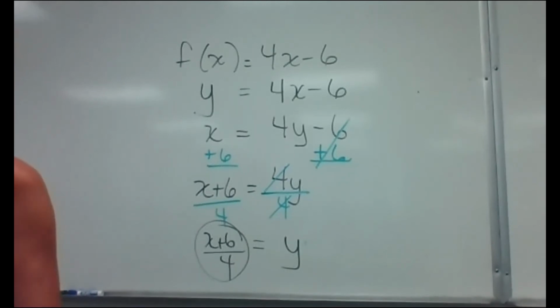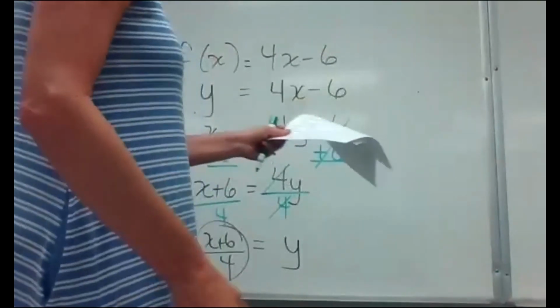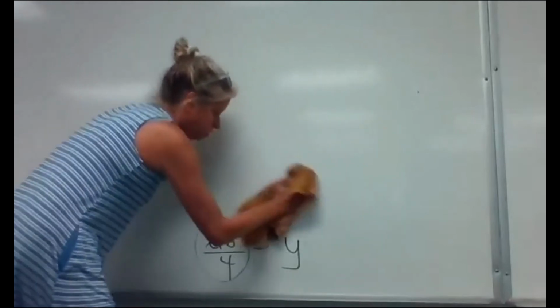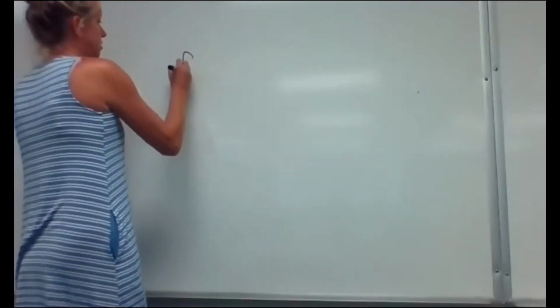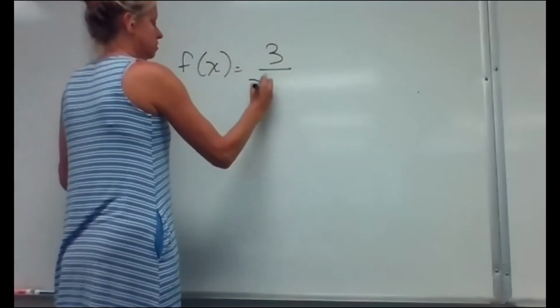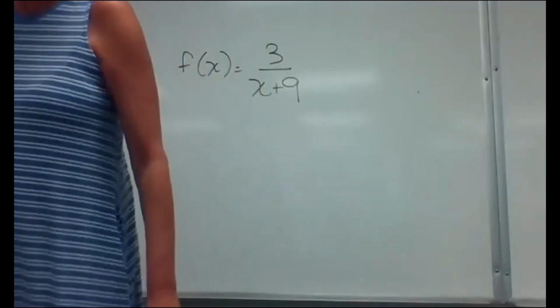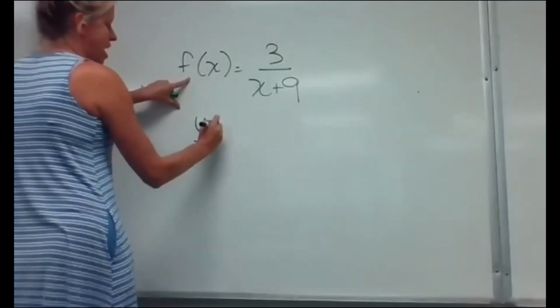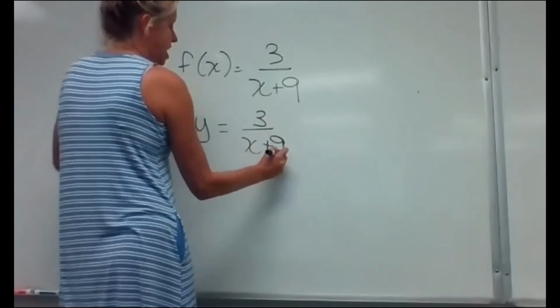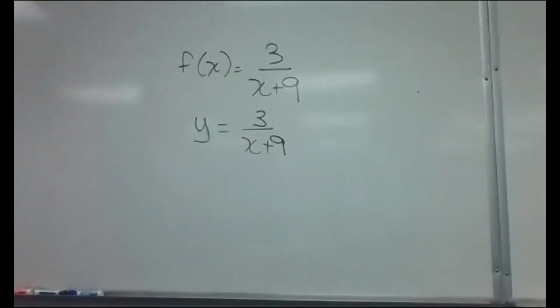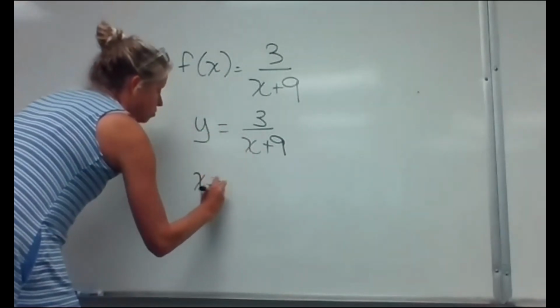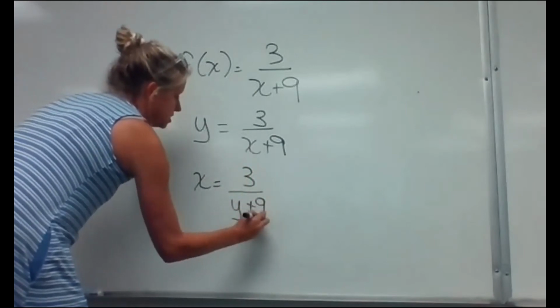Number 9. F of x equals 3 over x plus 9. All right, this one's 1-to-1. So I'm going to find its inverse. I'm going to replace the f of x with y. So y equals 3 over x plus 9. Flip-flop the x and y. So x equals 3 over y plus 9.